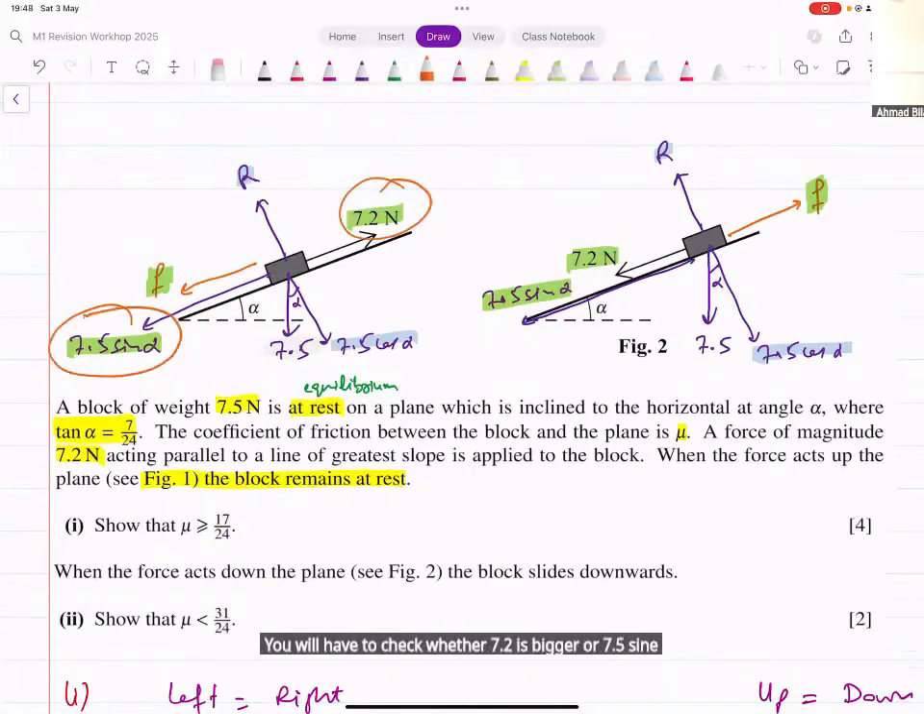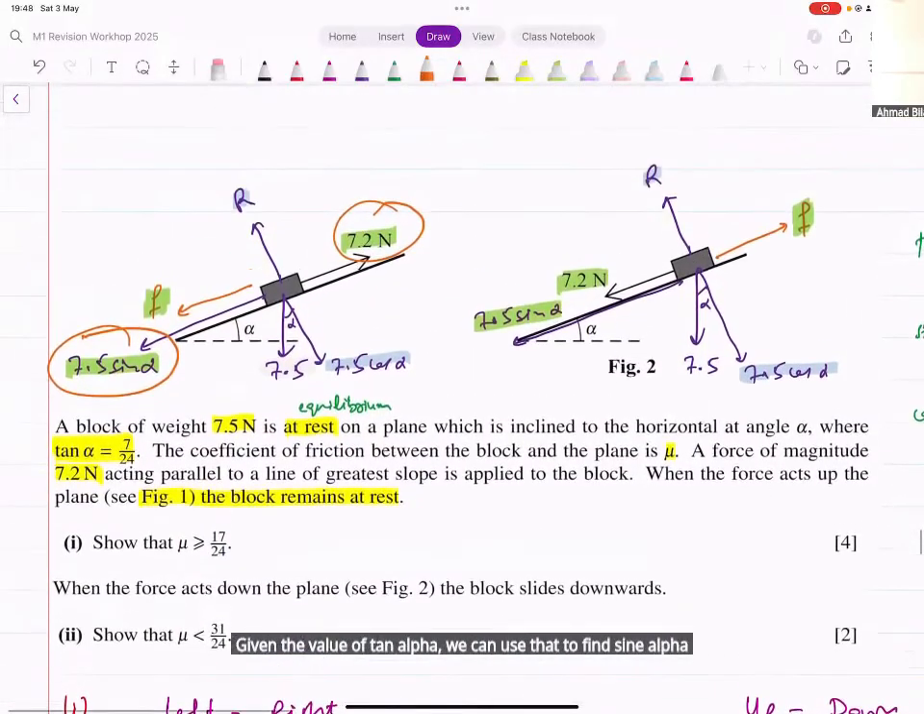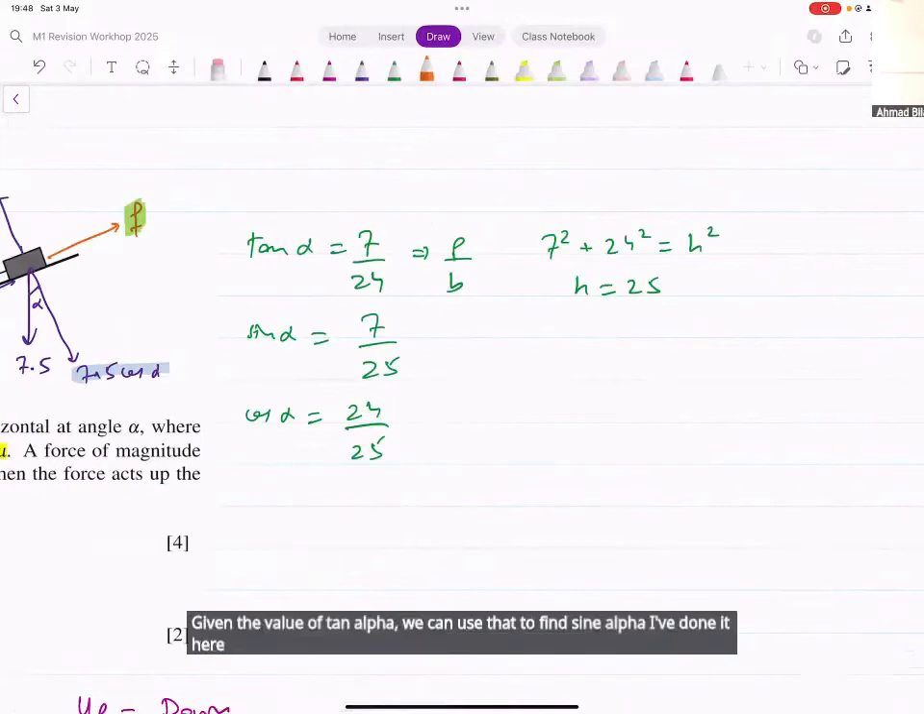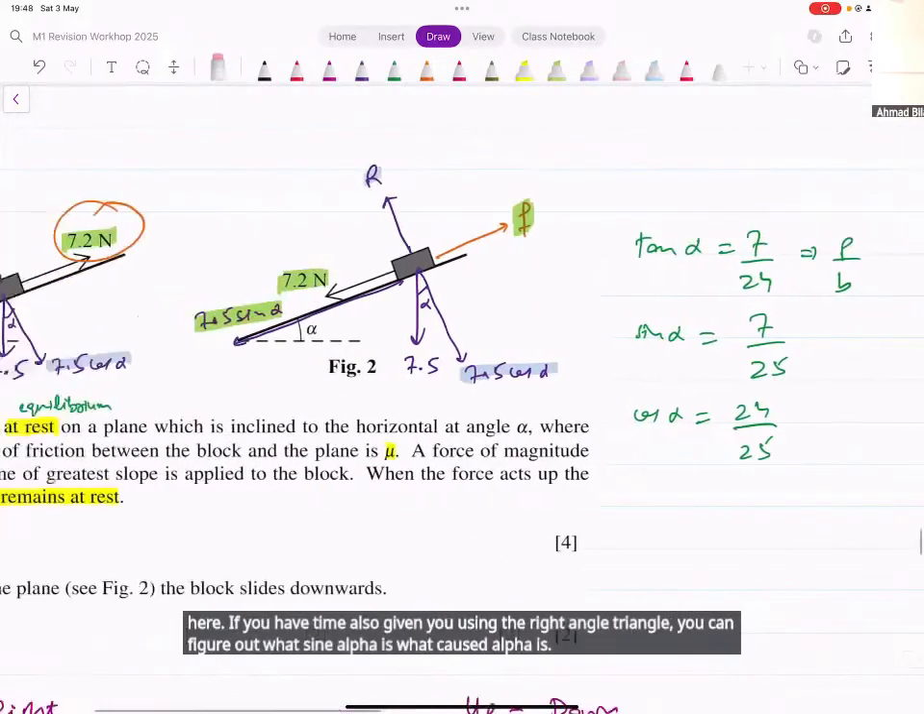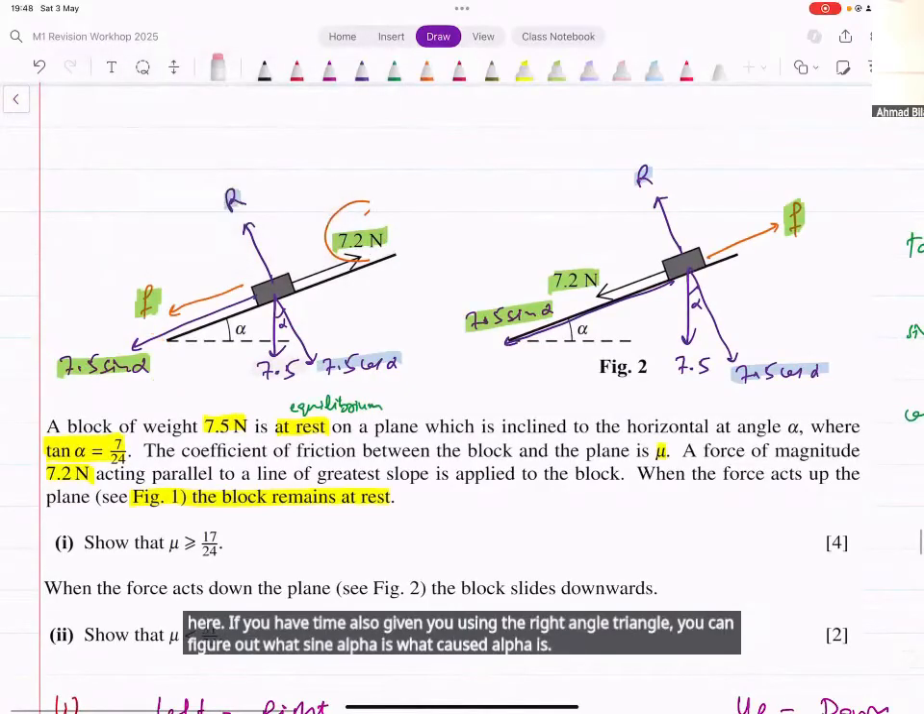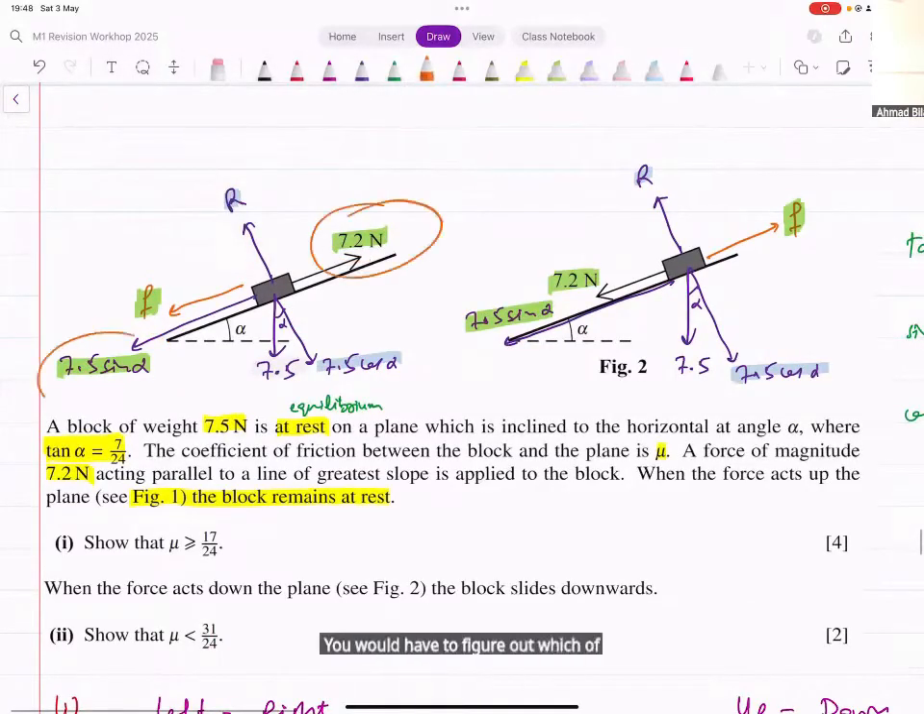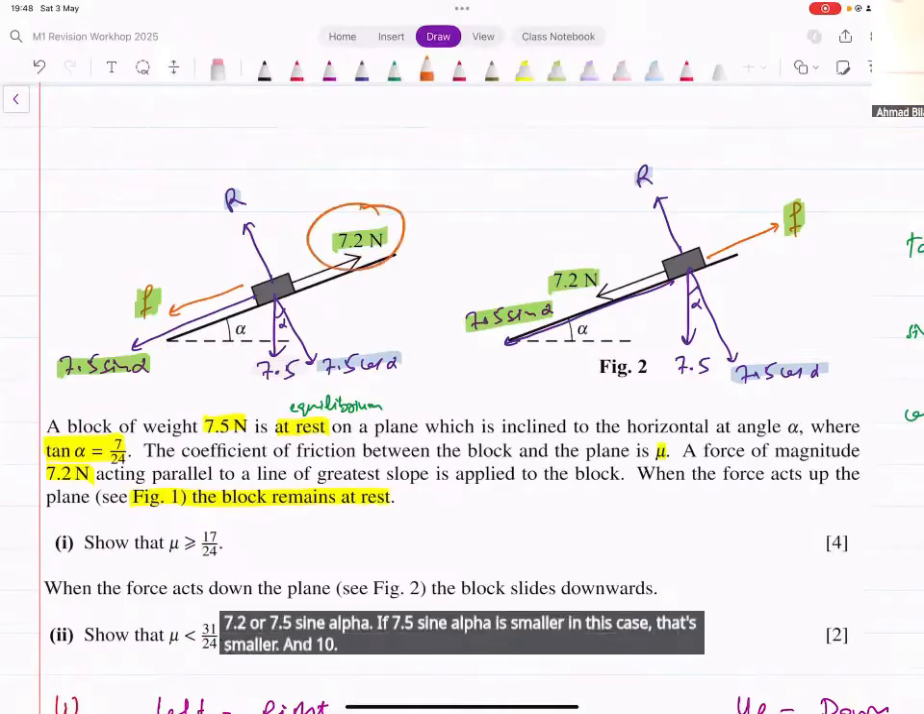In this case, we are given the value of tan alpha. We can use that to find sine alpha. I've done it here. If you have tan alpha given, using a right angle triangle, you can figure out what sine alpha is, what cos alpha is. You would have to figure out which of these forces is bigger, 7.2 or 7.5 sine alpha. If 7.5 sine alpha is smaller, in this case that's smaller, and 7.2 is bigger, where does friction act? Friction is going to act opposite to that, it acts in this direction.